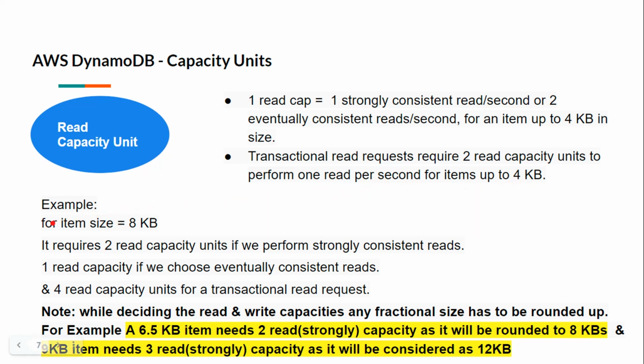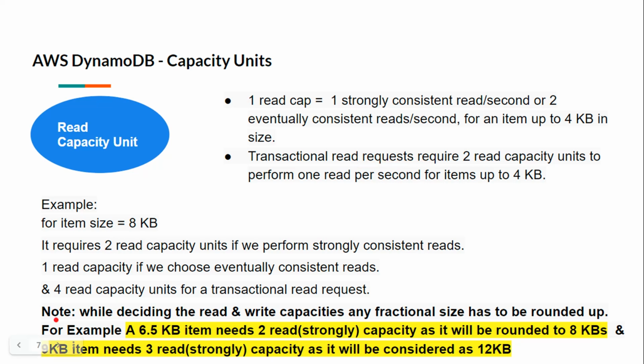Let's understand this with one example. If we have an item size of 8 kilobytes, we will need 2 read capacity units for strongly consistent reads, 1 read capacity unit for eventually consistent reads, and 4 read capacity units for transactional read requests. Transactional read requests require more capacity because we can perform read requests for multiple items in the same request.